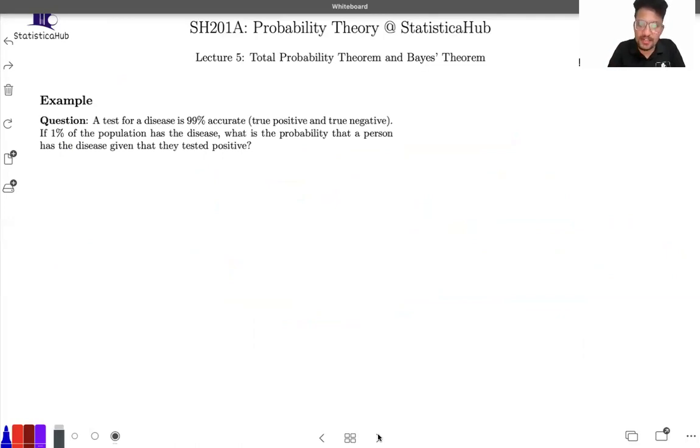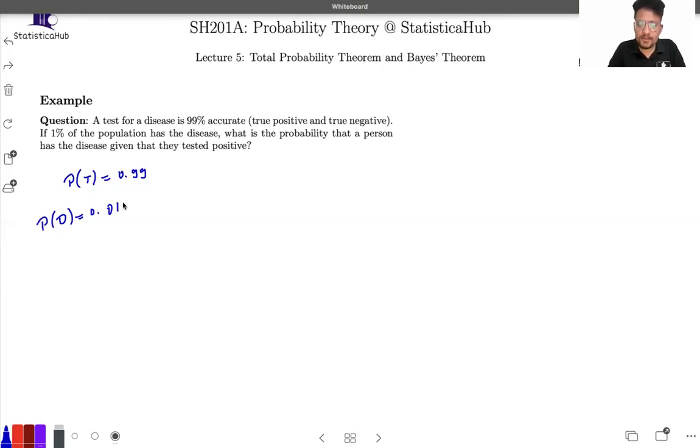So a test for a disease is 99% accurate. Okay, that is true positive, true negative. If 1% of the population has the disease, what is the probability that a person has the disease given that they tested positive? So we are given the probability that the test is true. So I can say the true test is given to be 0.99. And the population having the disease, that is the probability of getting a disease, that is 0.01.